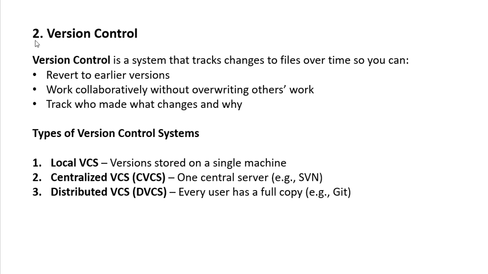Today's second topic is version control in AWS DevOps. Version control is a system that tracks changes to files over time, so you can revert to earlier versions and work collaboratively without overwriting others' work, and track how changes were made, what the change was, and why.